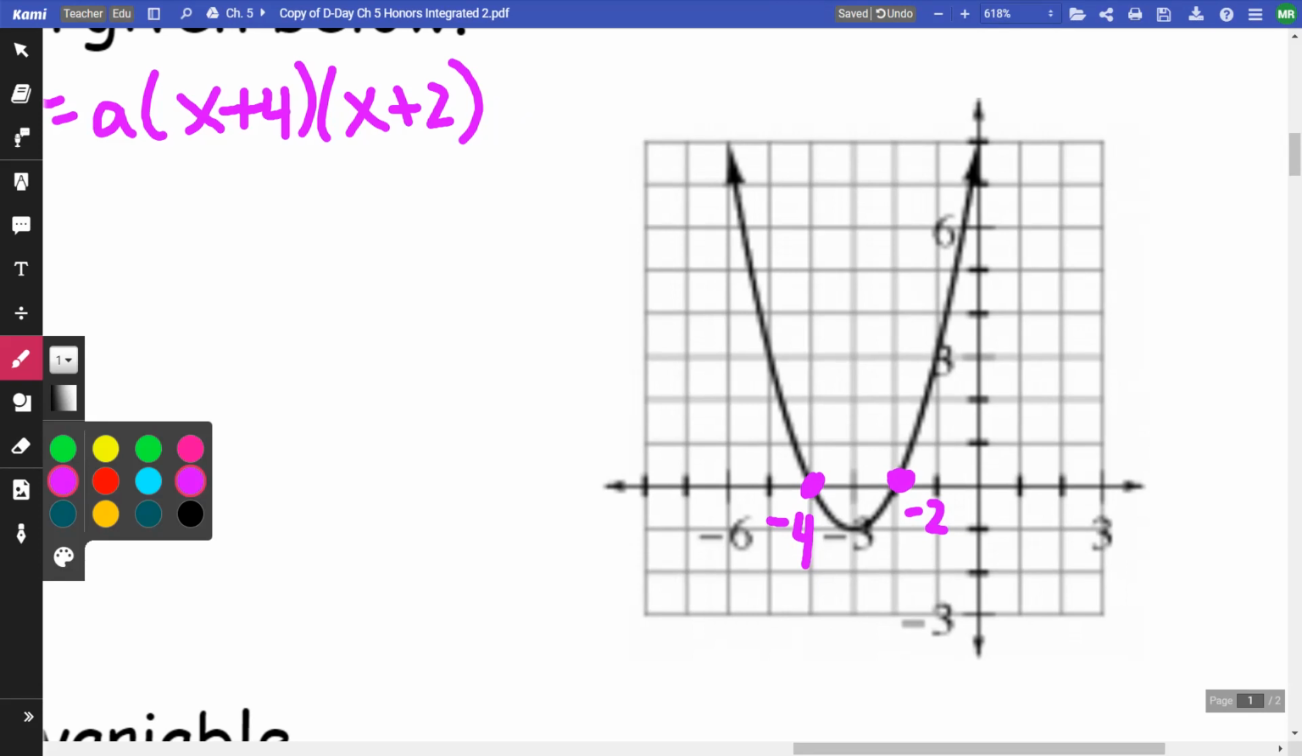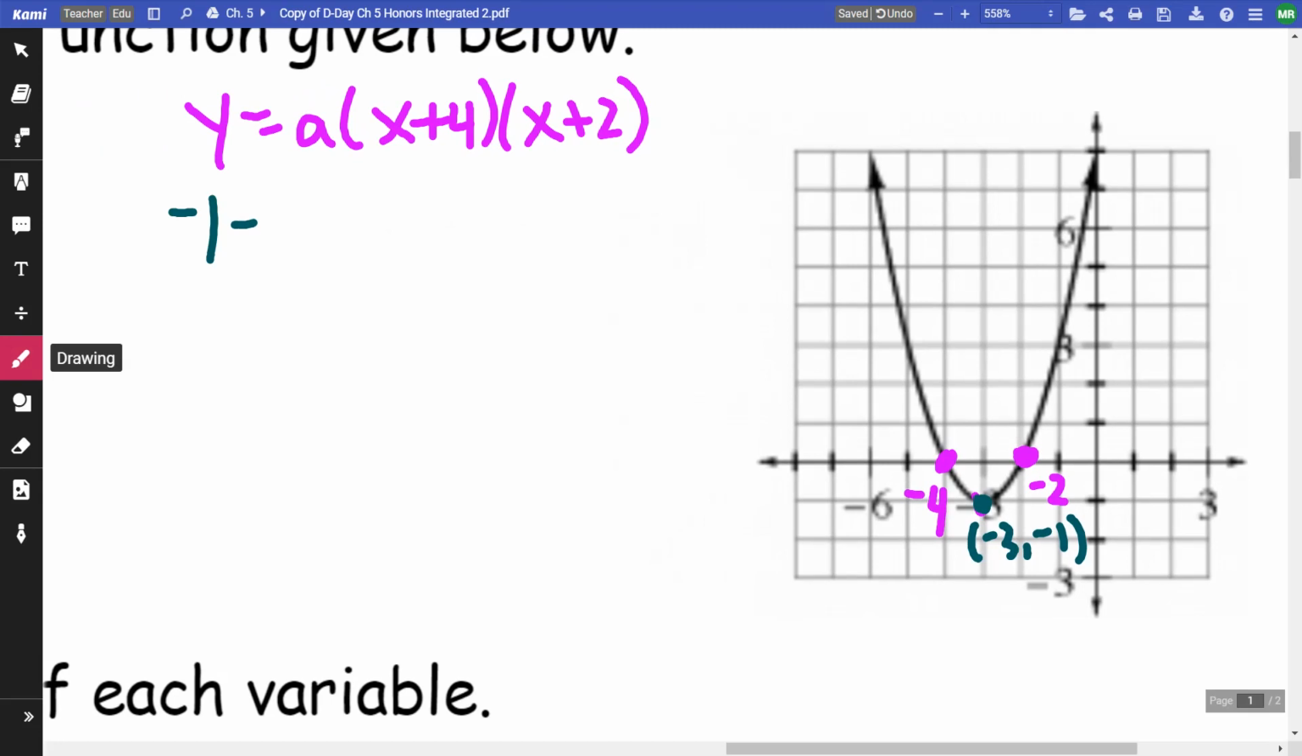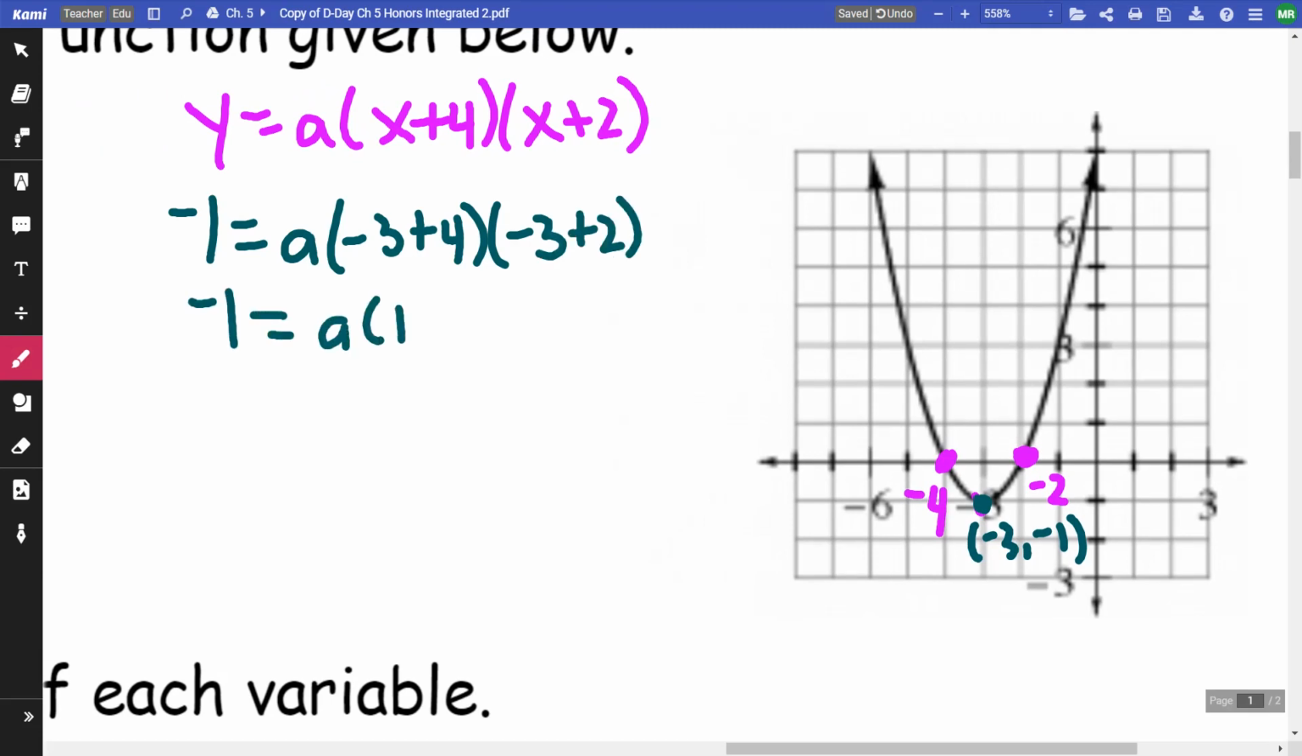So let's see, this point down here, let me do it in a different color. This point right here is (-3, -1). So I can put that in for my x and my y. I'm going to get -1 equals a times (-3 + 4) times (-3 + 2). So I'm going to get -1 equals a times 1 times -1. So -1 is equal to -1a. So a is 1 again.